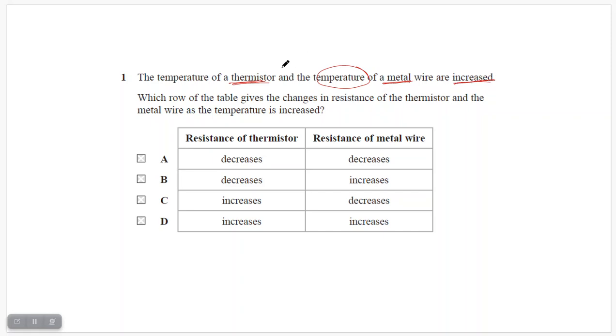Now, what do you know about the behavior of a thermistor and a metal wire when temperature increases? When it comes to thermistors, as temperature increases, the resistance decreases. But when it comes to metal wires, as temperature increases, the resistance increases. So for the thermistor, resistance should decrease, and for the metal wire, it should increase. Answer should be B.